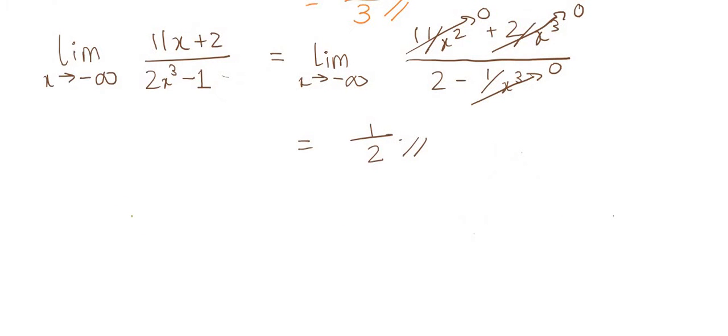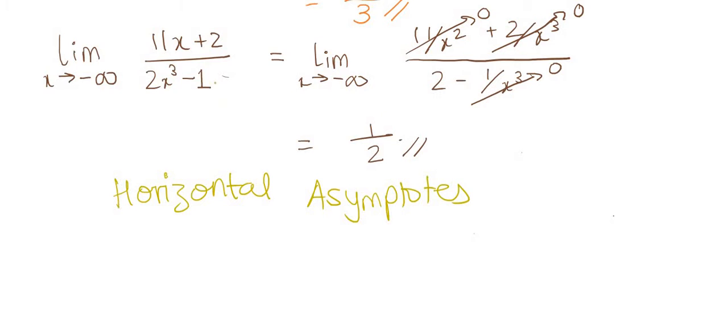Now I would like to point out really quickly that in these two examples we were finding horizontal asymptotes. Basically, when you have a function and you increase x really large, when you make x really large, if you get any value, then that value is your horizontal asymptote. So the definition of a horizontal asymptote is as follows.